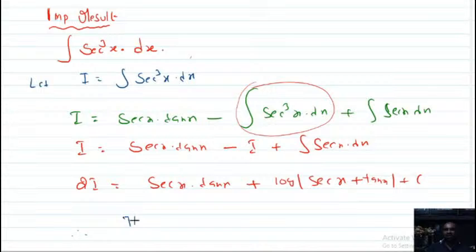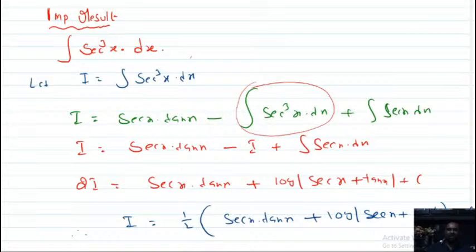Therefore our I is equal to 1 by 2 times secant x into tan x plus logarithm of modulus of secant x plus tan x. Here you can write c or 2c or whatever it may be. So this is the final result. You should remember this, it is an important one.